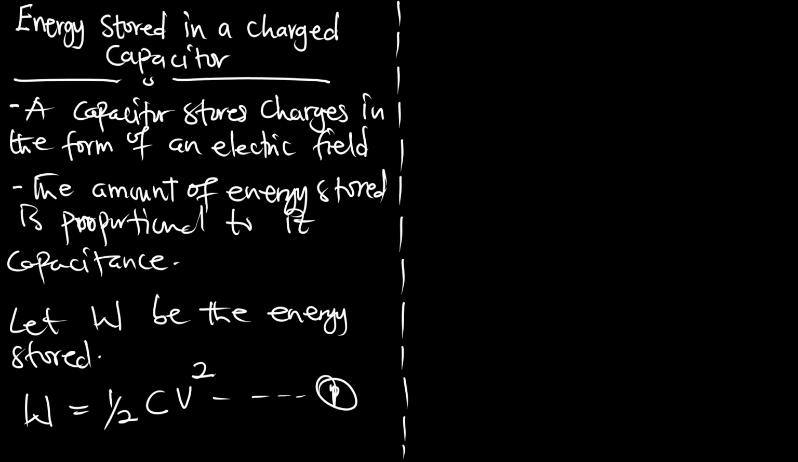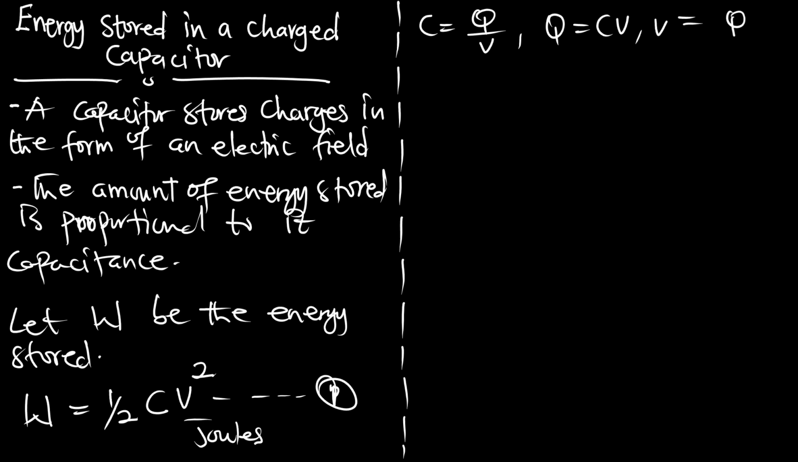And we have to take it into consideration that the unit for energy is what? Joules. Are we okay? So the energy stored in a capacitor is going to be measured in joules. This equation, we can still modify from this expression. C is equal to Q on V. And we also have Q is equal to CV. We have V to be equal to Q on C.